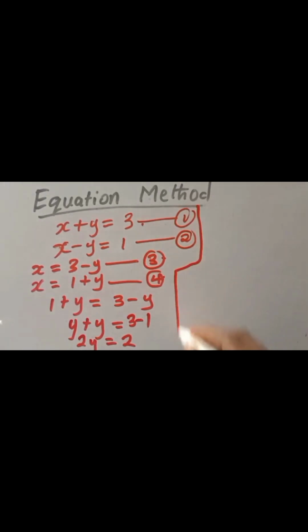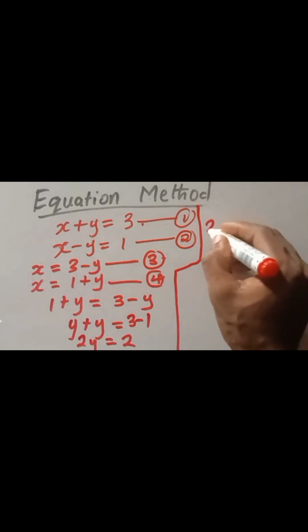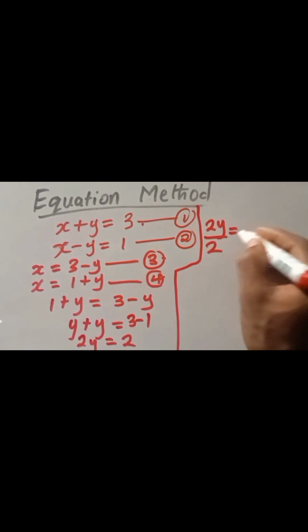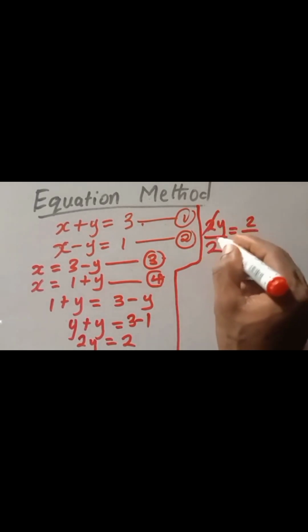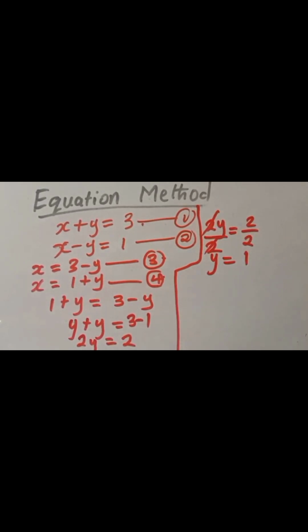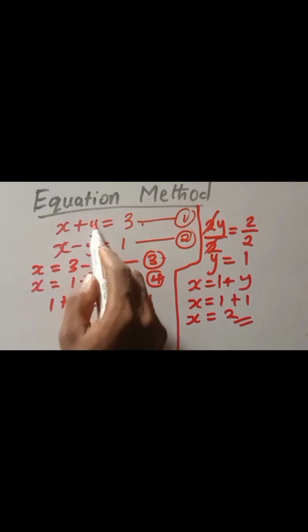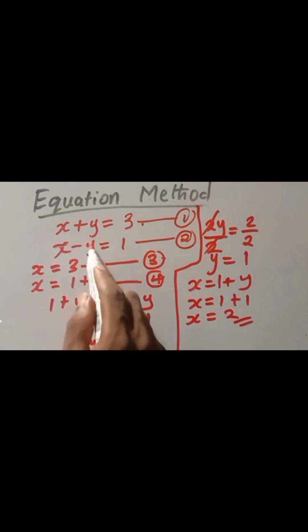If you divide both sides by 2, you have 2Y all over 2 equals 2 over 2. Alright, so your Y will be equal to 1. Now to find X, we use either equation 3 or 4. I like to use equation 4. Equation 4 is giving us X equal to 1 plus Y. So wherever we see Y, we put 1. So we have X equal to 1 plus 1, and our X finally becomes 2. Alright, so if you check, 2 plus 1 will give you 3, and 2 minus 1 will give you 1.